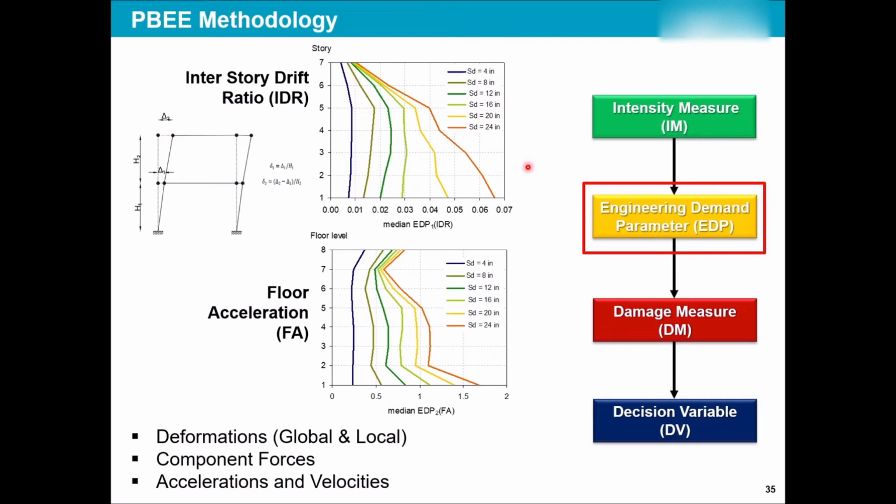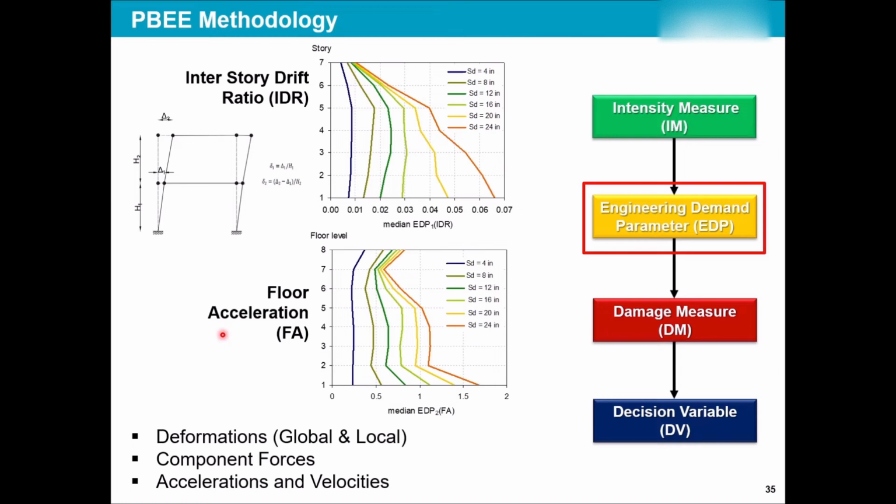Now imagine that we have a 7-floor building of any material, and we have applied different intensities in terms of spectral displacement to it, from 4 inches, which is very small, to 24 inches. And then you can see each floor is performing differently, and we can see that the first floor in some cases is the worst case, while in some other cases the 5th floor is the worst case. So all of these can be concluding how the behavior of our building is.